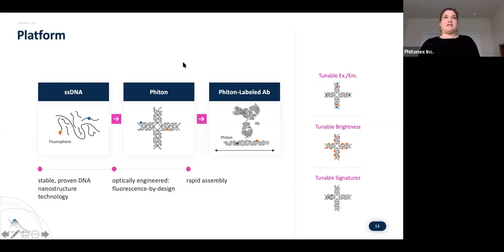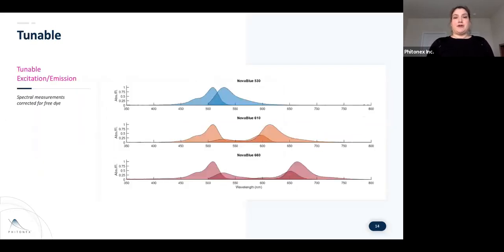And we've got a team of chemists along with people that have an engineering background. It's really a great place to work in terms of having this breadth of knowledge. We're really addressing that using this Phyton label. So we can tune the excitation and emission again and conjugate those to antibodies, tune the brightness, and I'll talk more about that as I go forward, and then even generate specific signatures. So that's one of the things that we're also looking at as we go forward. So it's really very exciting in terms of the possibilities that are there.